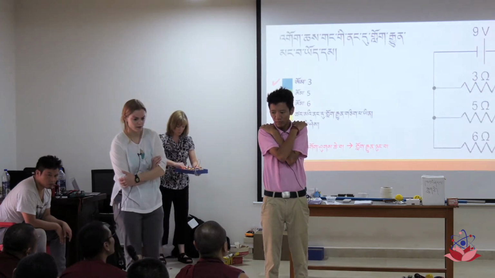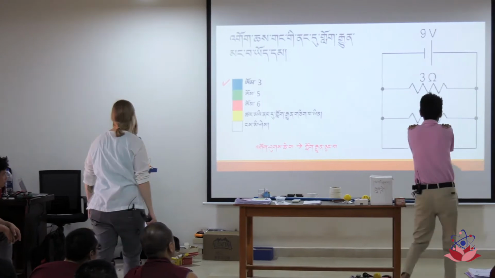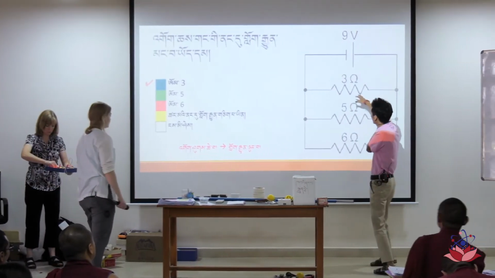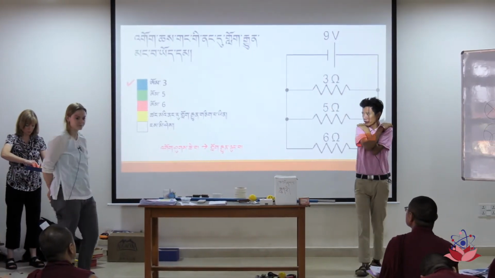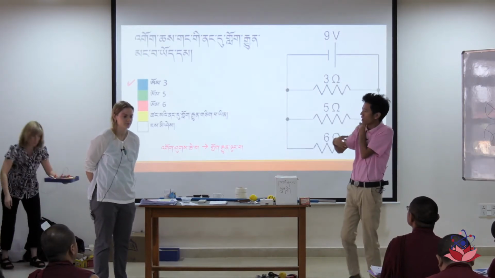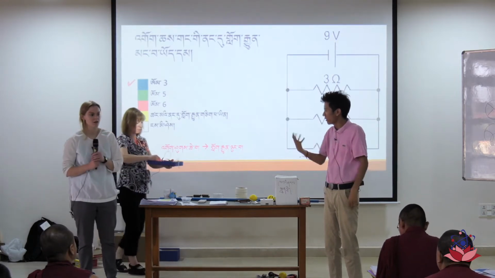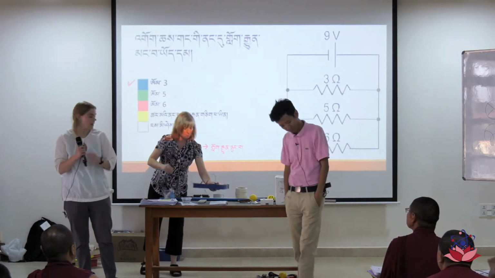So among three resistors, this one has the least resistance. So if you have least resistance, that means the more charges will flow through that resistor because there's less resistance. Yes, exactly.